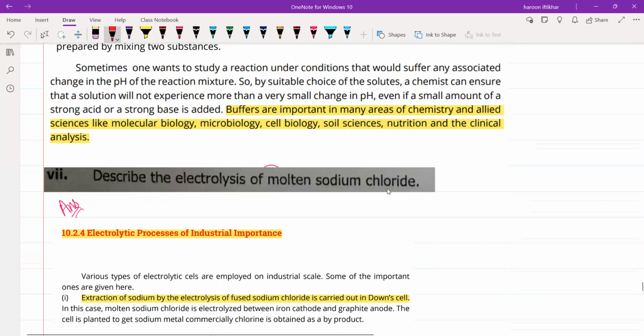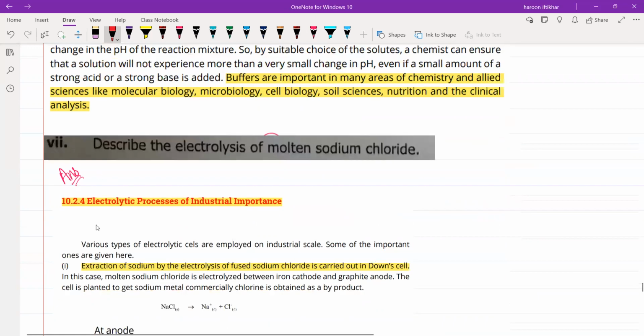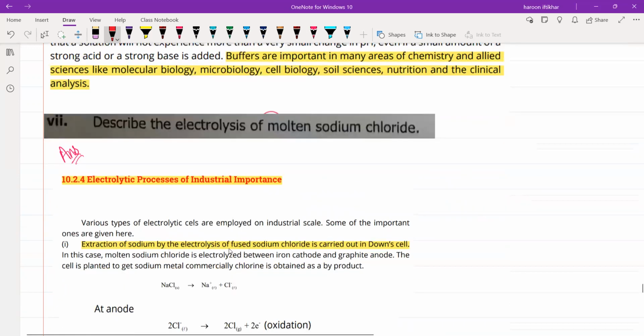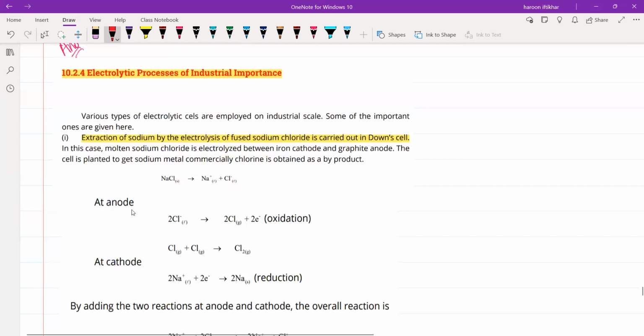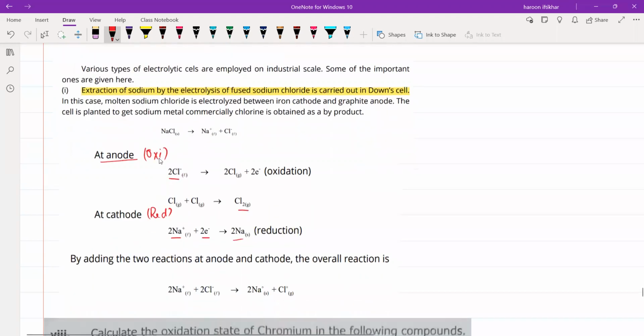Describe the electrolysis of molten sodium chloride. Okay, extraction of sodium by electrolysis of molten or fused sodium chloride is carried out in the Downs cell. So you have to write the reaction at the anode and at the cathode. You know that at the anode oxidation always happens, while at the cathode reduction always happens. So chloride ions will lose electrons to become chlorine gas, while sodium ions will gain electrons to become sodium metal.